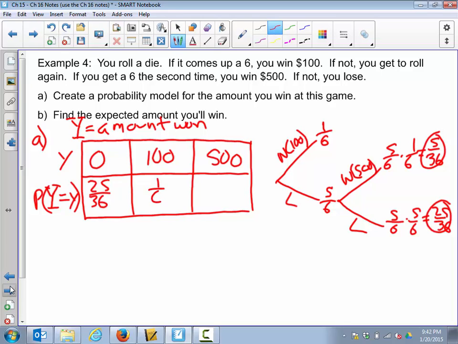Okay, so let's look at these events and say, what's the probability that you win nothing? Well, that's 25/36. Probability of $100 we know is a 6th, and of $500 is 5/36. Okay, so there's our probability model.